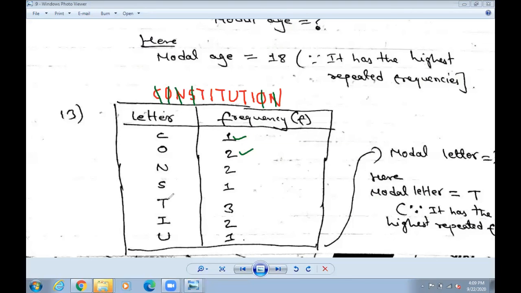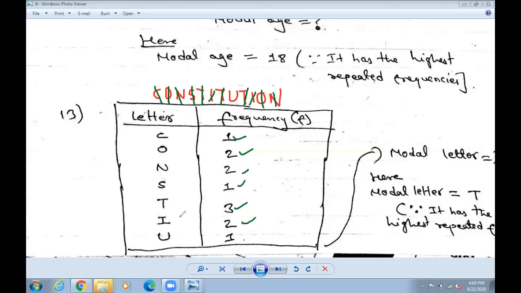So T. How many T's are there? One, two, three. That means three T's are there in constitution. Okay, so 3. Then after T, what comes? I. I is the next letter. So how many I's are there? One, two. Okay, so there are two I's over here.